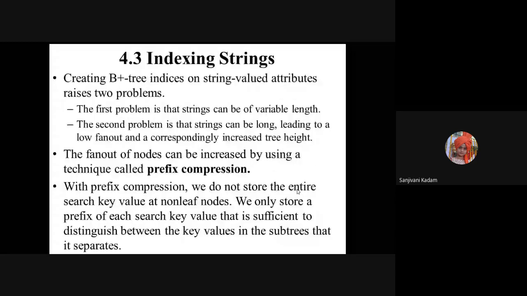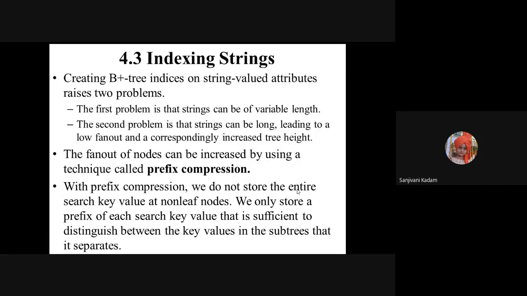Indexing strings. Creating B plus tree indices on string valued attributes raises two problems. The first problem is that strings can be of variable length. This is the main problem, that strings don't have fixed formats or fixed length, so we can have any number of variables. The second problem is that strings can be long, leading to a low fan out.